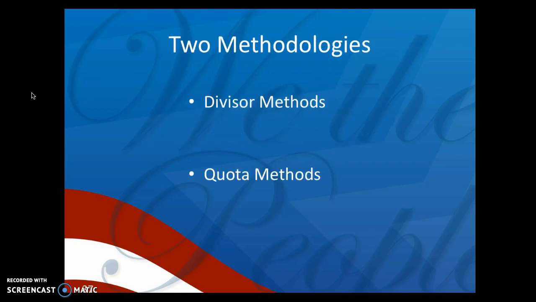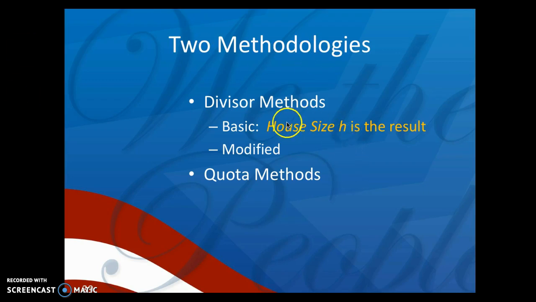So before we get into that one specifically, there are two methodologies for apportioning the House of Representatives. There is the basic divisor method, the modified divisor method. And in the basic divisor method, the House size, the size of the House of Representatives, is the result of this method.